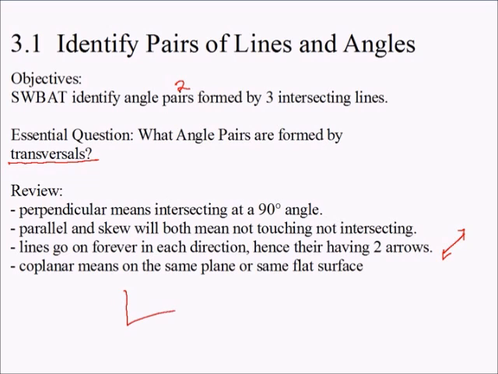So here's a plane. Let's call this plane V. Point A is on the plane, point B is not on the plane, and point C is on the plane. So point A and point C would be coplanar, and points A and B are non-coplanar. Okay, so we just need to remember what those are.